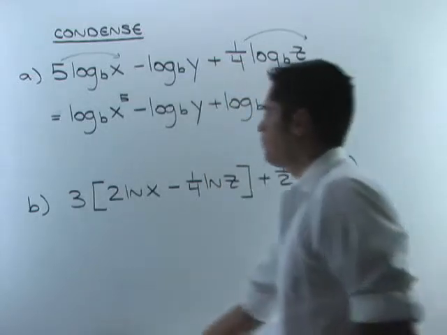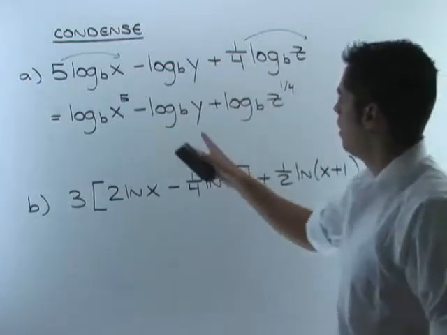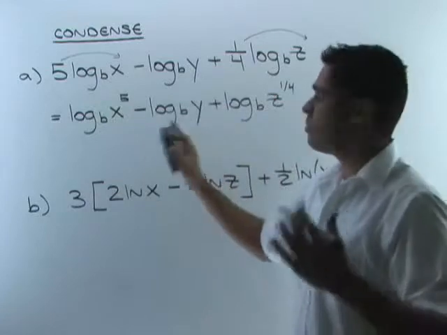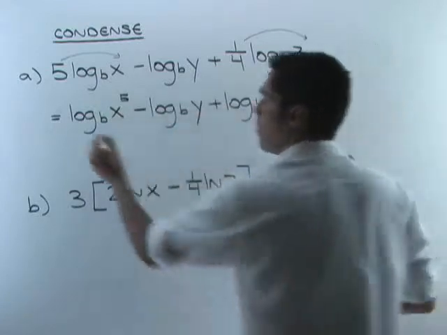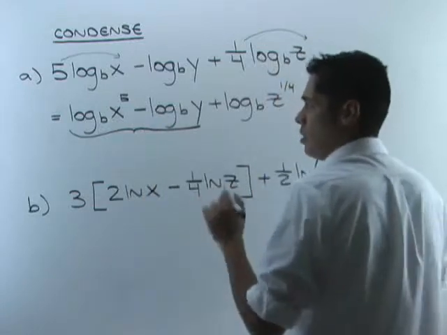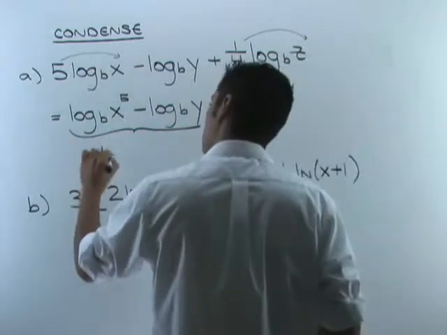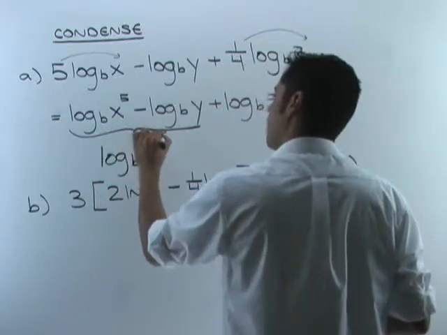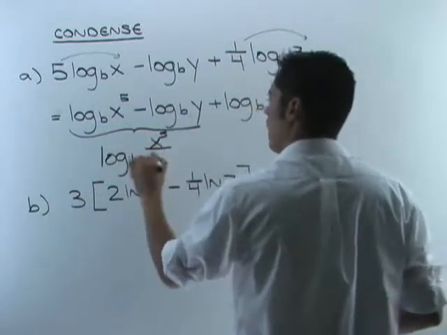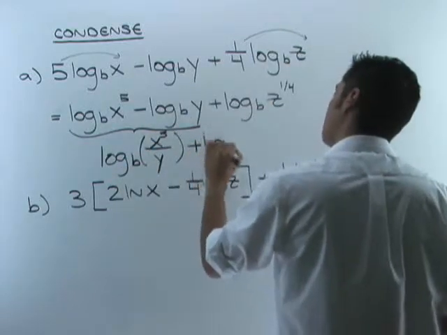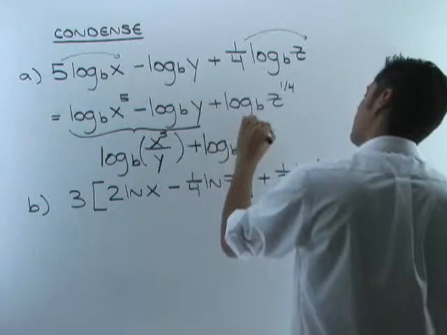Now what we're going to do is try and put these two together, and we're going to move from left to right. So addition and subtraction, you always move from left to right. So I'm going to put these two together. Remember, subtraction becomes division. So this is going to become a single log, log base B. The numerator is x to the 5th. The denominator is y. Okay, all of that, and then plus log base B of z to the 1/4.